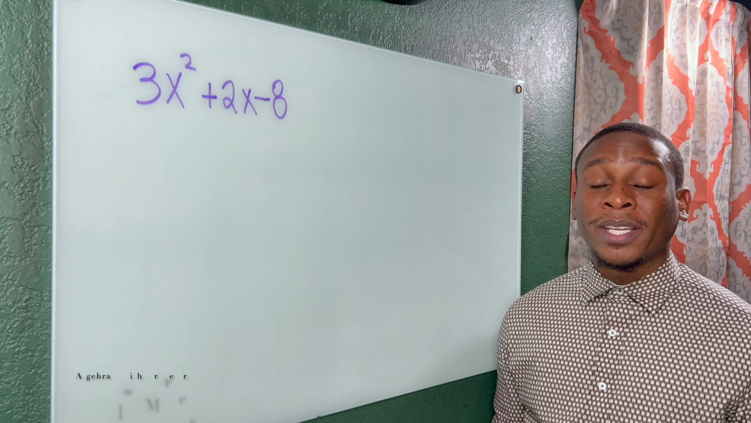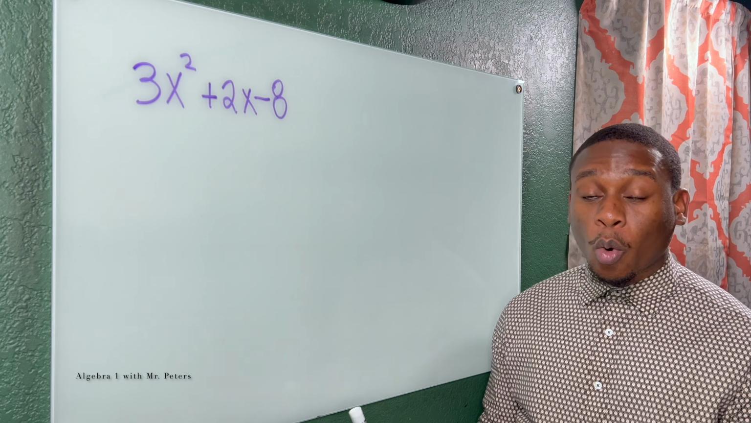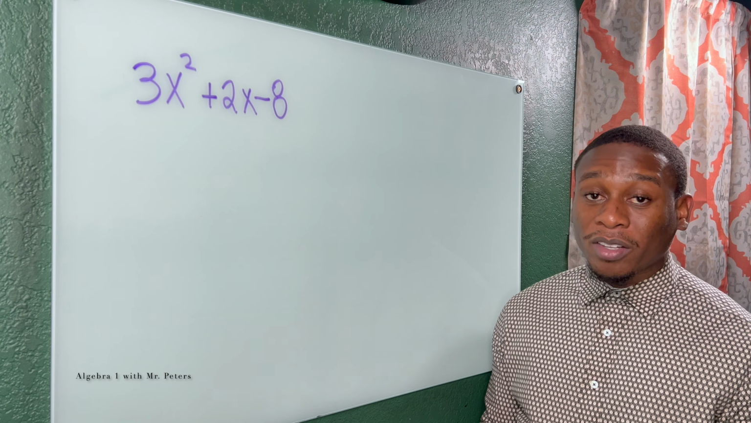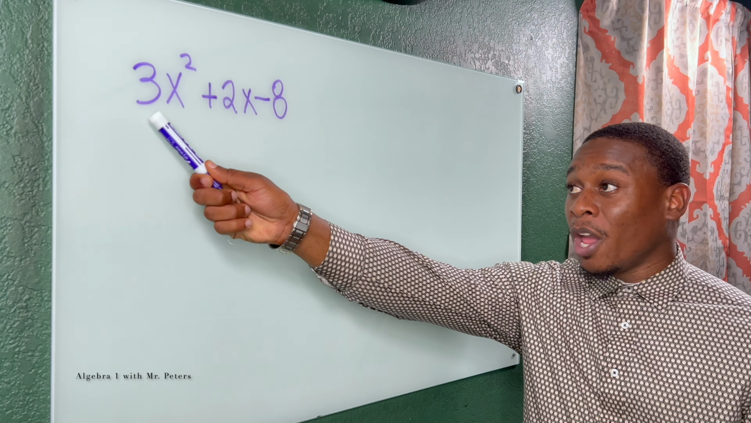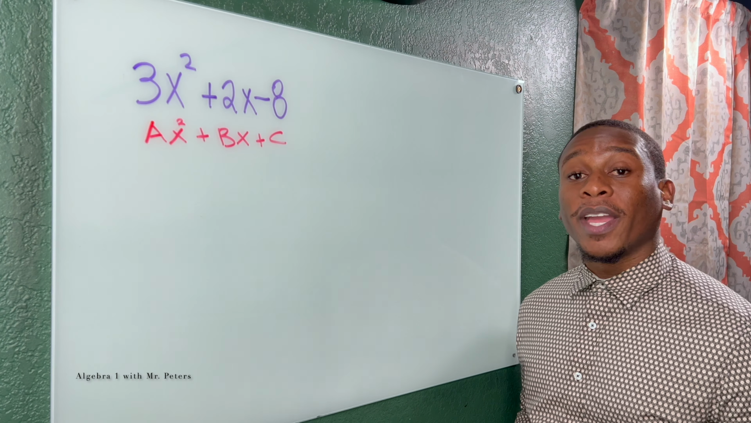What's good, math family? Today I'm going to show you the easiest method to factor those challenging quadratic equations and polynomials that have lead coefficients greater than 1. Let's get started. So in the first example, we're going to start off with the AC method.